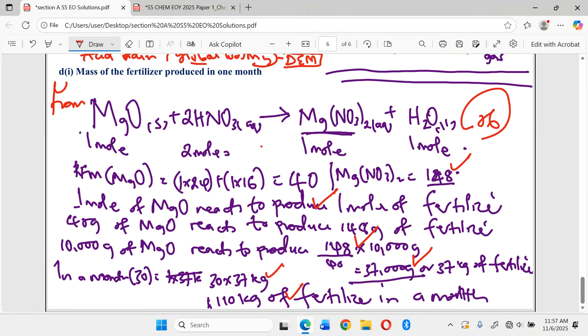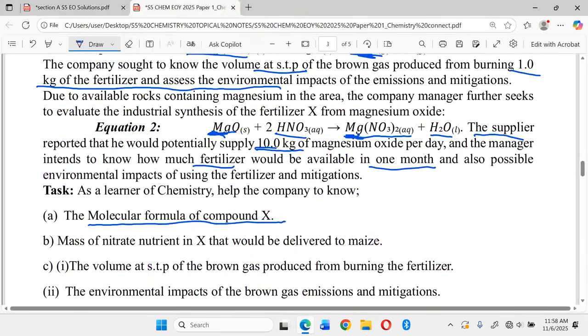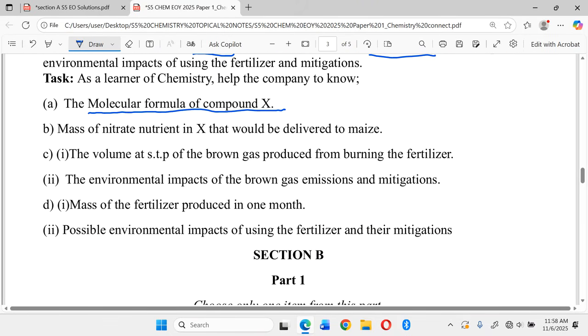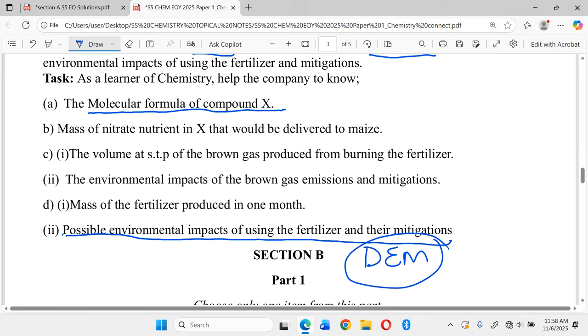Now, the last part of part D, part 2, they want us to talk about the effect of the fertilizer, and you give the solution. So the effect of this, I want to leave it for you to practice, and you give the response in the possible environmental impacts of using the fertilizer and their mitigation. So give the danger, explain it, and you mitigate it. Give at least 3 points, and you put them in the comment section, and then I'll be able to respond to you in the comment section.